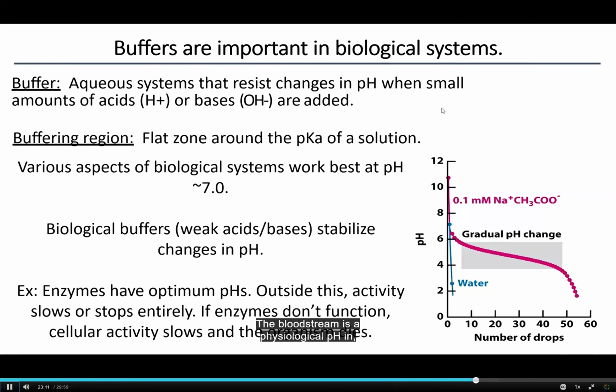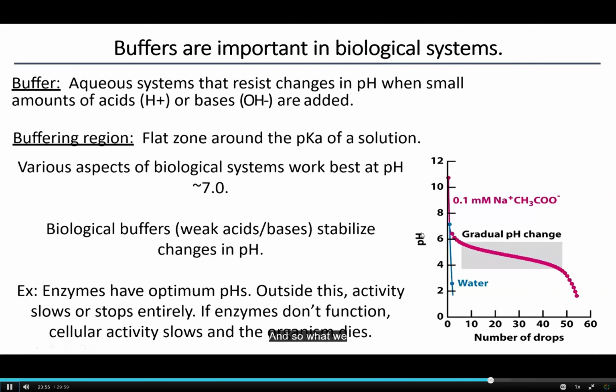The bloodstream is at a physiological pH, and messing with the pH of the bloodstream is going to really affect enzyme activity for cells that are sitting in that environment. Enzymes, as I discussed at the beginning of this, have optimum pHs, and outside that pH, enzyme activity will slow or completely stop functioning. And so if natural cellular processes like cellular respiration are creating acidic byproducts, then we have to have a way to consume those acidic byproducts enough so that the pH of the blood doesn't dramatically change every time a cell finishes cell respiration.